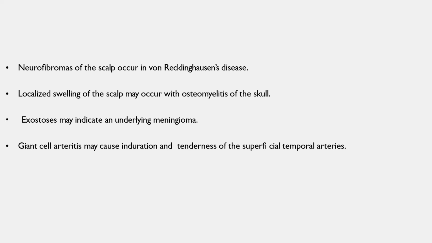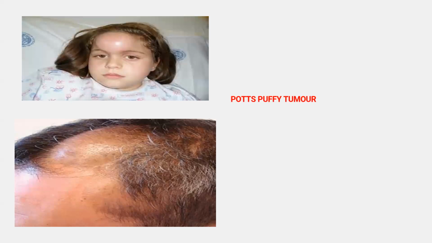Elderly male or female presenting with a throbbing headache, with tenderness over the temporal arteries and absence of pulsation, that will help you to diagnose GCA. This is Pott's puffy tumor, that is a frontal swelling, due to the involvement of frontal sinuses and frontal bone, secondary to tubercular infections.